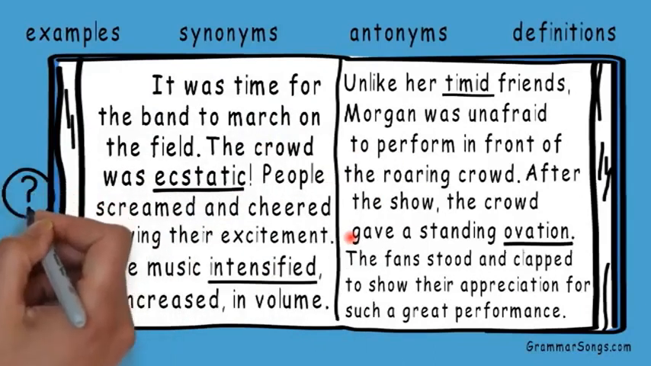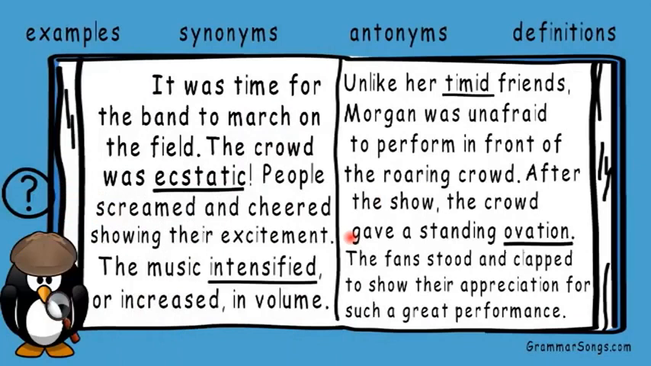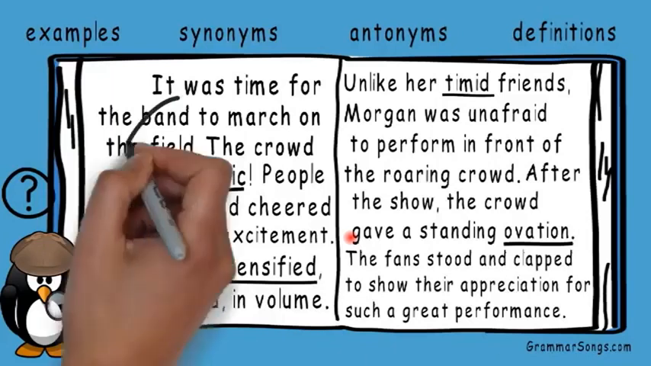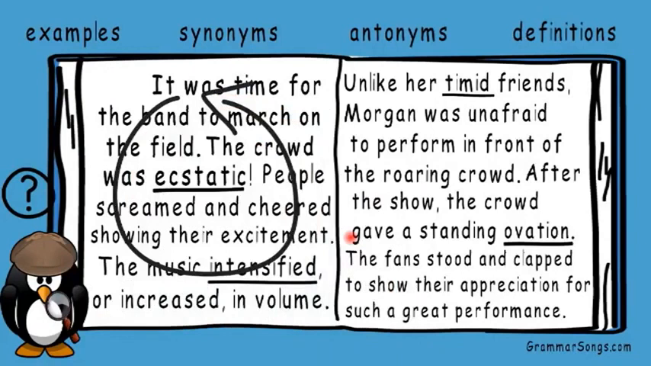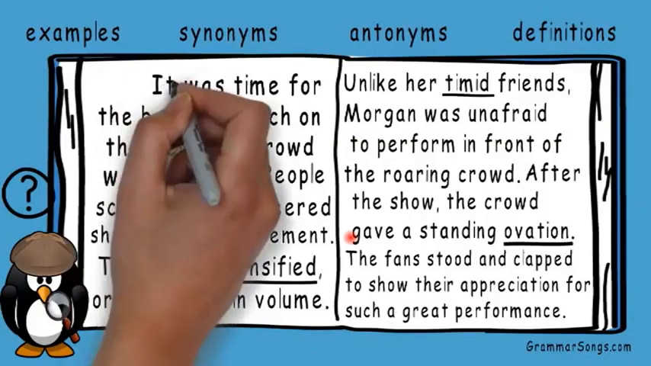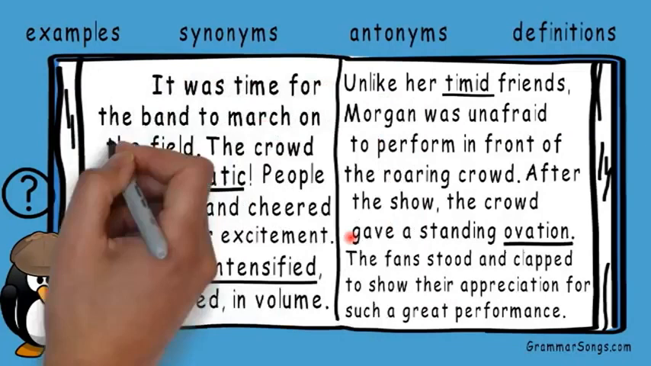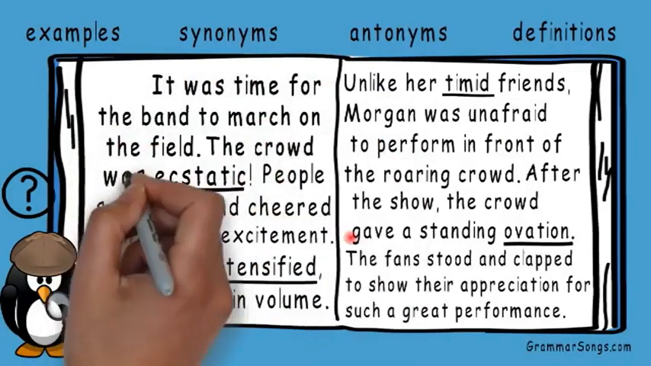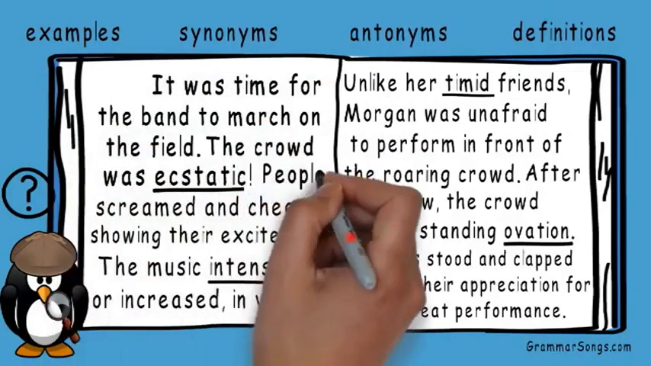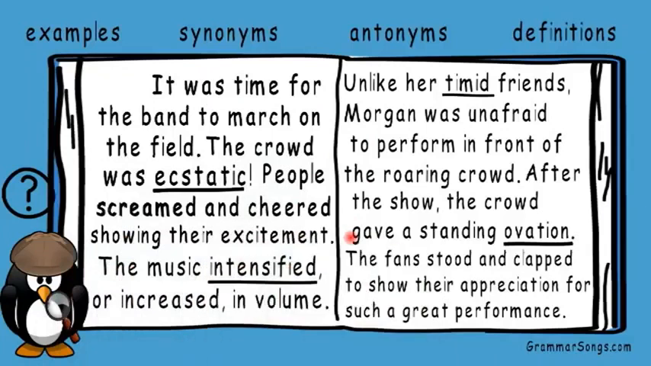Ecstatic? I don't know what that means. Well, this would be a good time to look for context clues. Remember, if you can't find a clue in the sentence you just read, you should keep reading. A word's context includes the words and sentences around it. Let's start again at the beginning so we can gather all the context surrounding the word ecstatic. It was time for the band to march on the field. The crowd was ecstatic. People screamed and cheered, showing their excitement.